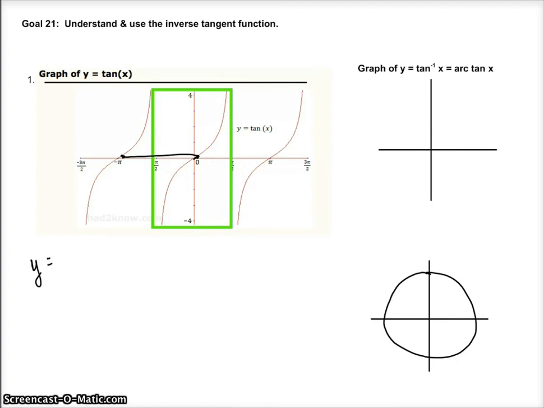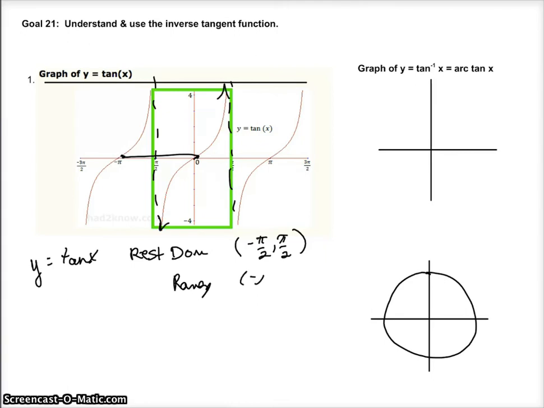So the restricted domain for y equals tan of x is the same as sine, except that, remember that because there are vertical asymptotes at -pi over 2 and pi over 2, then our restricted domain will have parentheses around them, because we can't equal where a function is undefined. And now our range, however, is not like sine and cosine. Because the function continues to positive and negative infinity, our range is negative to positive infinity.